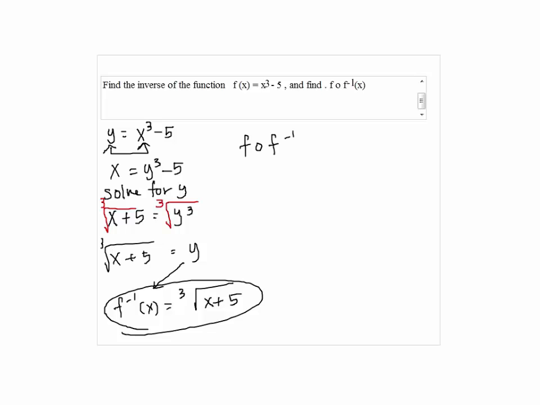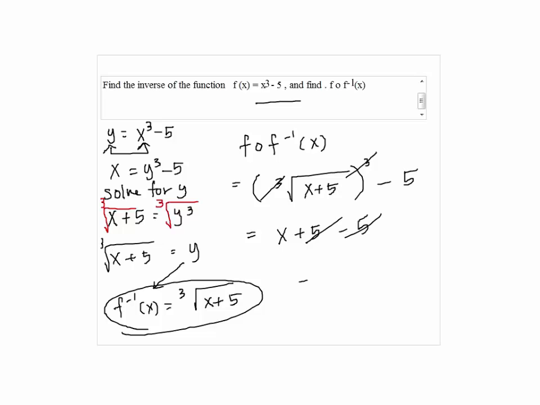Now we're going to find f composite of f inverse. So f function is x cubed minus 5, and f inverse is the cube root of x plus 5. So we have the cube root of x plus 5, cubed, minus 5. So the cube root and exponent of 3 cancel out. So we have x plus 5 minus 5. So the answer is x.